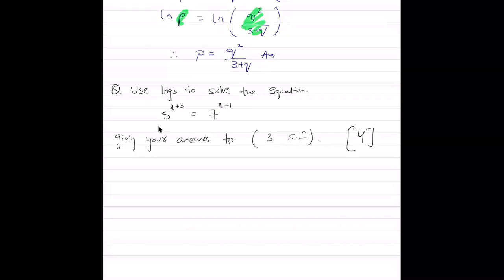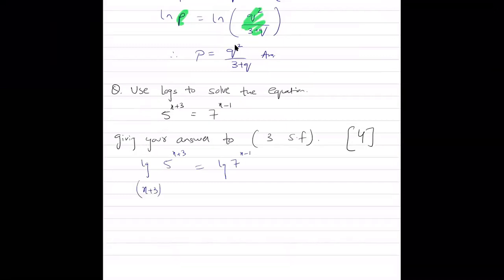So I'm getting two answers and both of them are negative. I think I've done it wrong. What was your first step? I applied lg to both sides. Okay. So lg of 5 to the power of x plus 3 equals lg of 7 to the power of x minus 1.